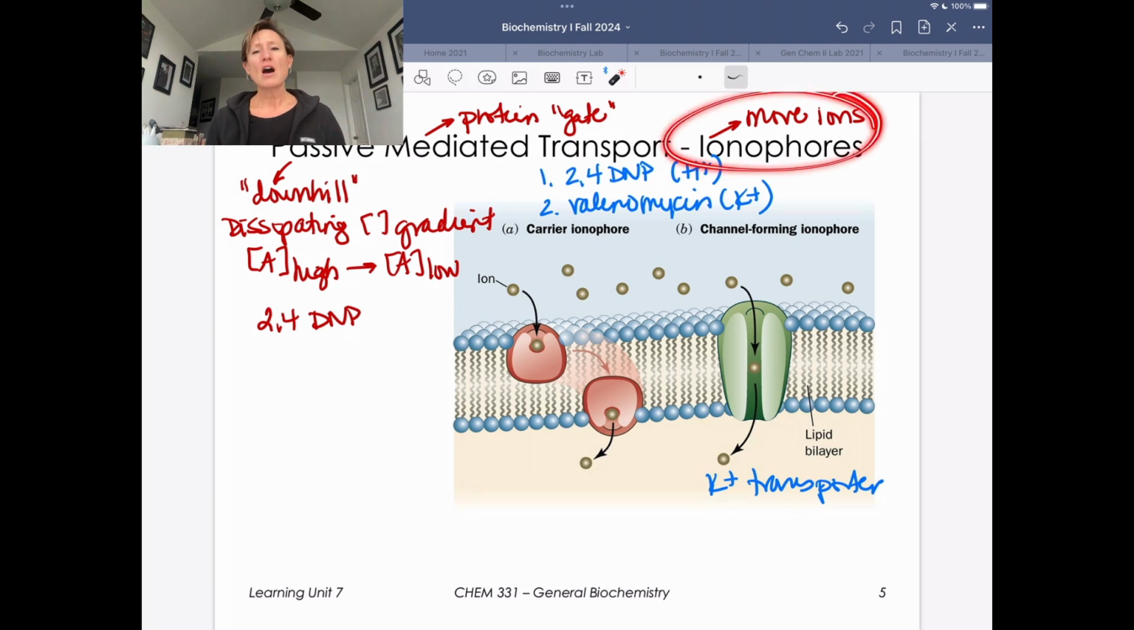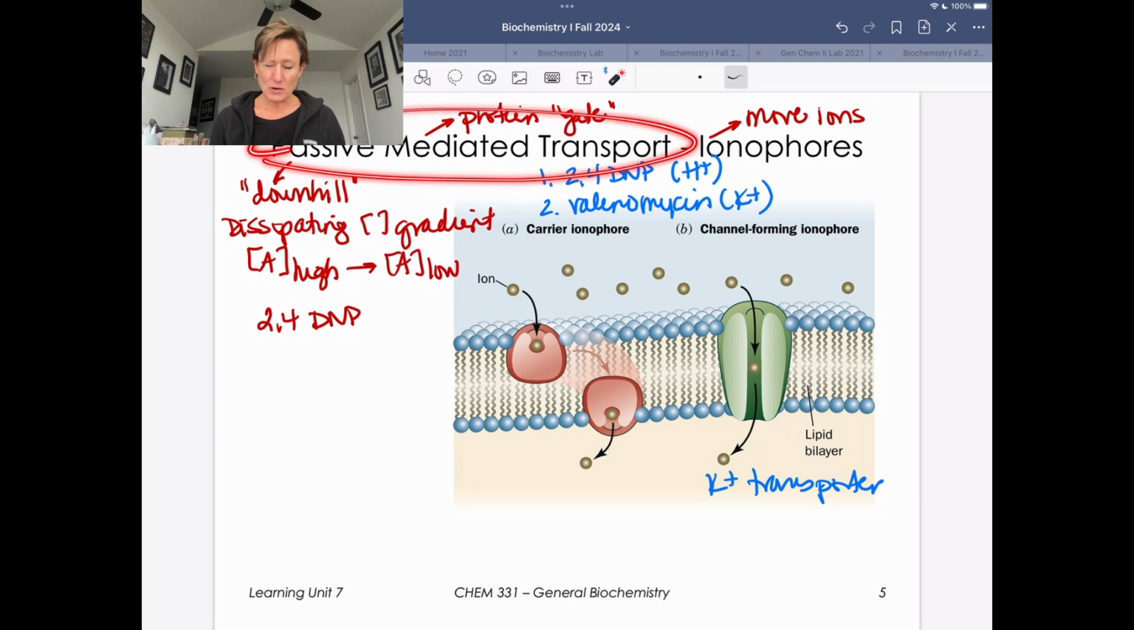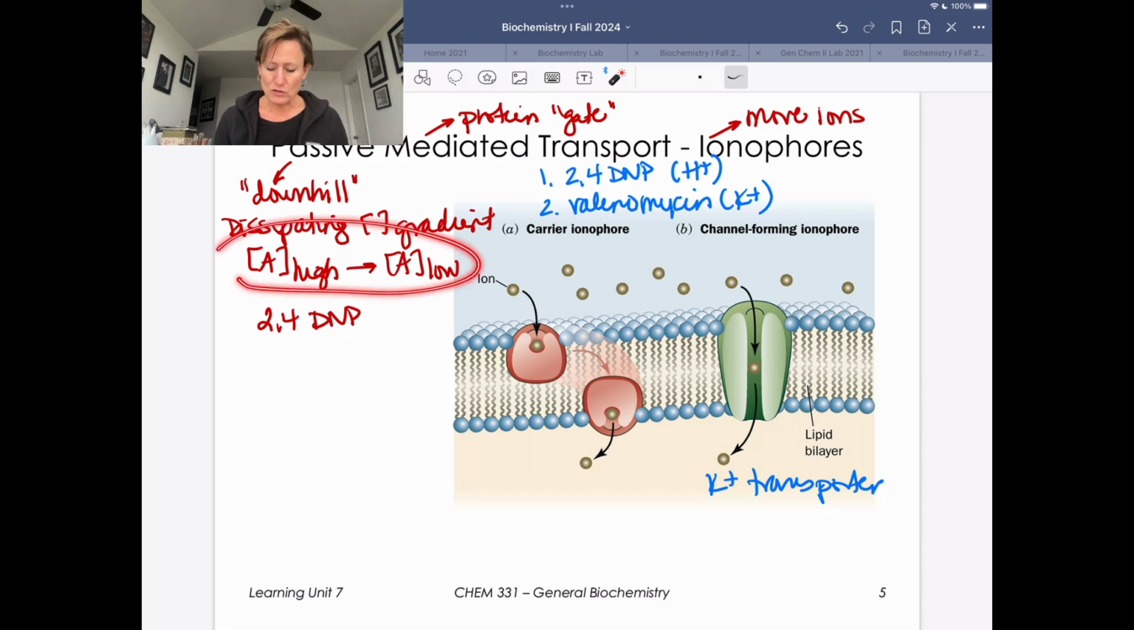So ionophores are compounds that move ions. They are passive mediated transporters, meaning that they dissipate concentration gradients. Energetically, they are downhill. They're going to have a negative delta G, and that's because they move substances from areas of high concentration to areas of low concentration. They're mediated because they need some type of a gate, a transporter. Oftentimes they're proteins, but 2,4-dinitrophenol and valinomycin are not specifically proteins.